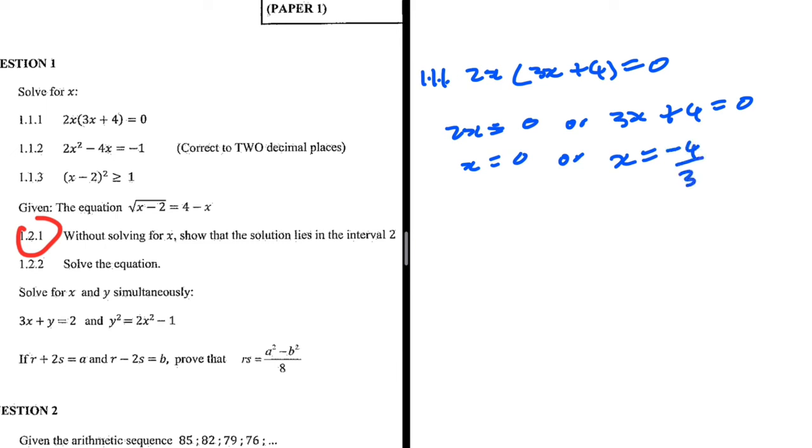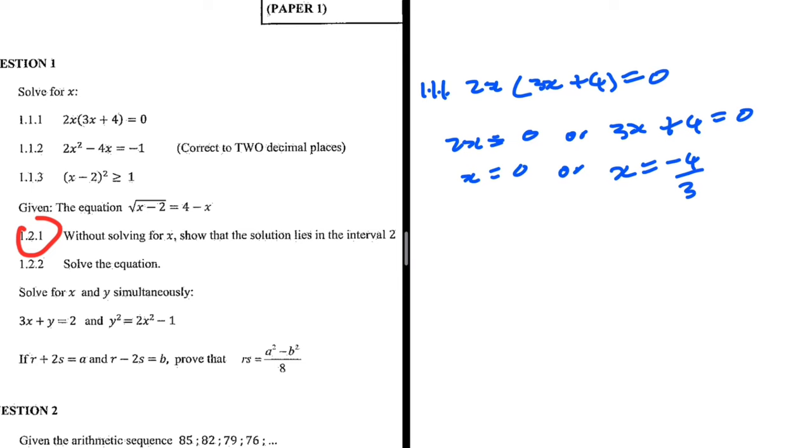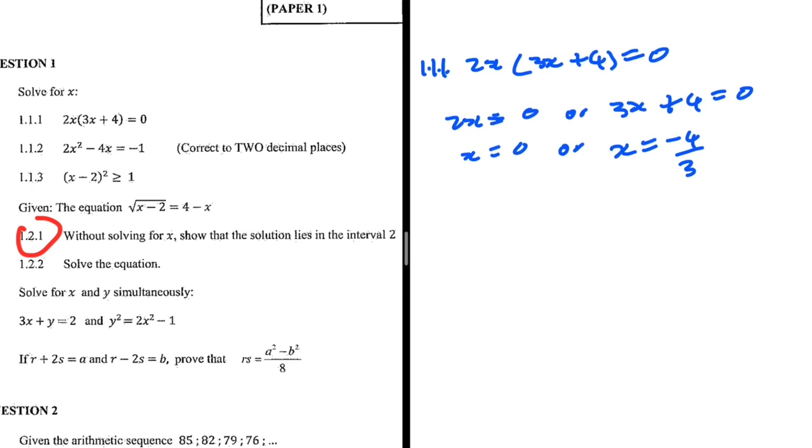There we go. Other people will multiply out here at this step, which is completely unnecessary. They multiply out and they take a common factor. Why would you do that? Just solve the equation from the get-go. That is 1.1.1. Take a look at 1.1.2.